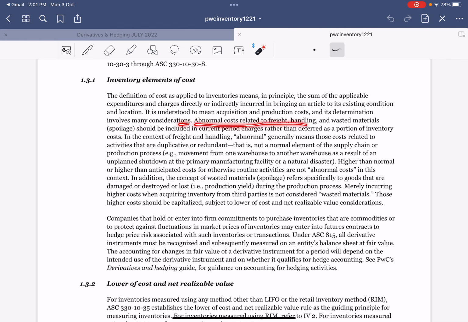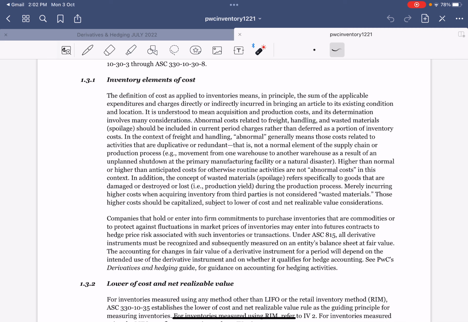Abnormal costs related to freight, handling, and waste materials or spoilage should be included in current period charges rather than deferred as a portion of the inventory cost. Any abnormal costs related to freight should be recognized in the current period. In the context of freight and handling, abnormal generally means those costs related to activity that is duplicative or redundant, that is not a normal element of the supply chain.